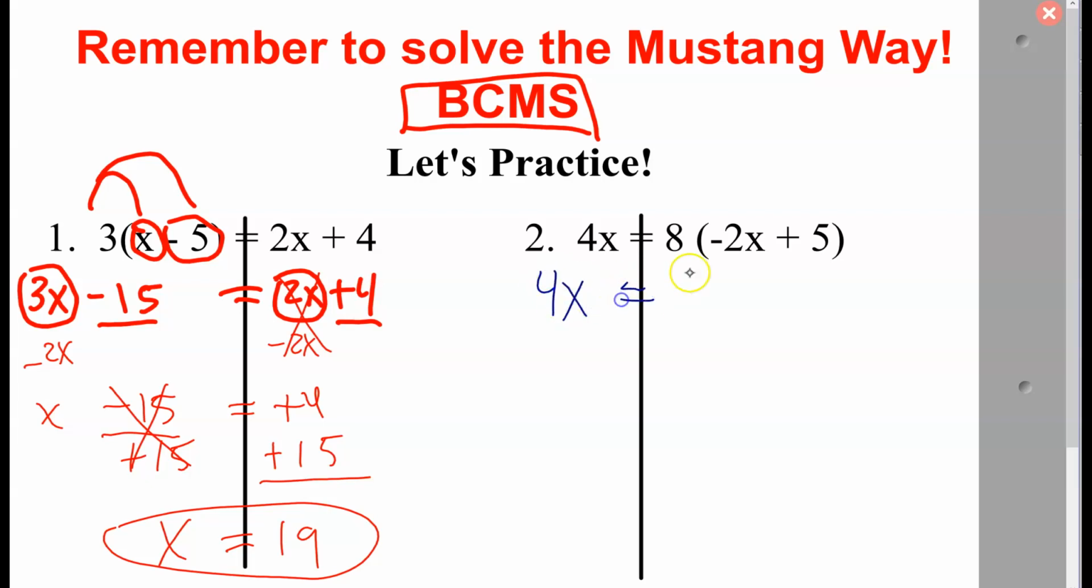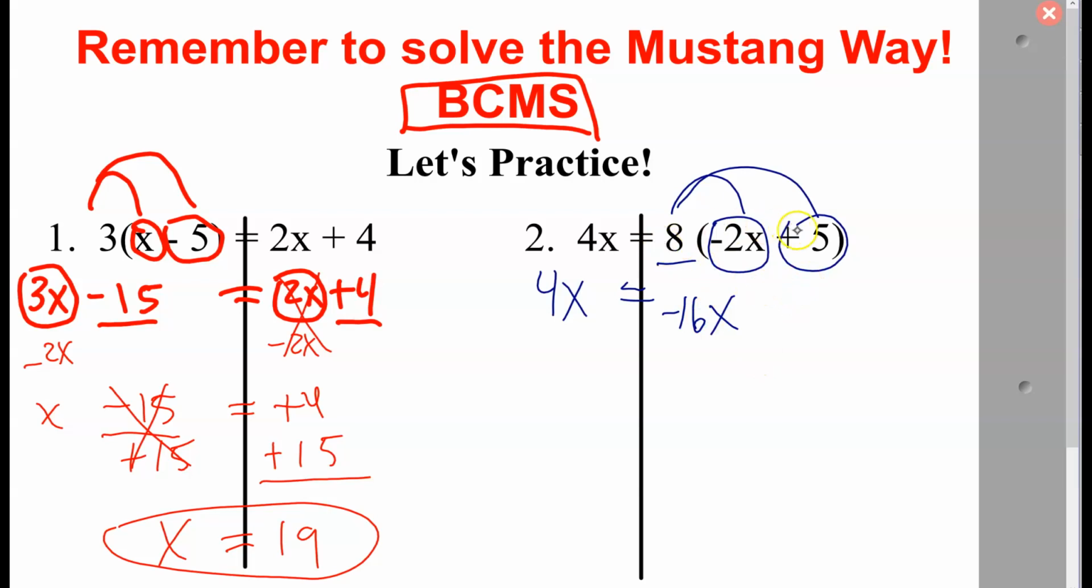And that's equal to, if you notice on this side, I actually do have some distributive property, right? And that's what I'm going to begin with. The B stands for begin with parentheses or distributive property. So I'm taking a positive 8 times a negative 2x. So that's going to be an x term. Positive times a negative gives me negative. 8 times 2 is 16, so it's a negative 16x.